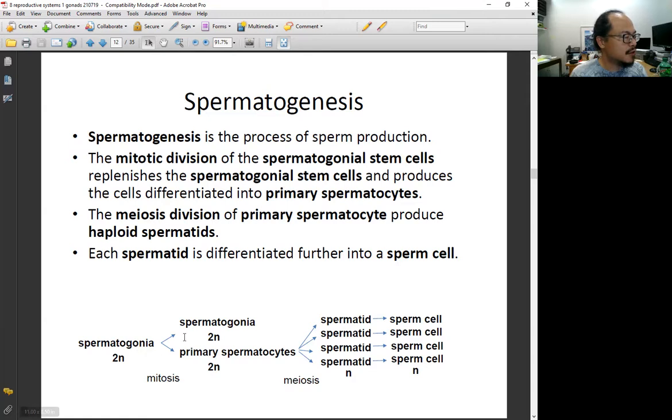So the spermatogonia will produce the primary spermatocytes, and then these primary spermatocytes will conduct this meiosis, right? In the end, going through this meiosis, one will form 4 daughter cells. Each one has a haploid set.